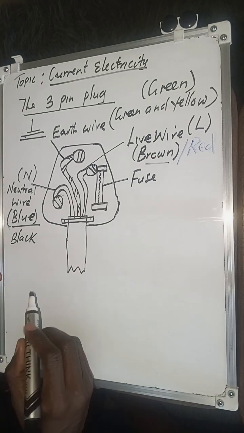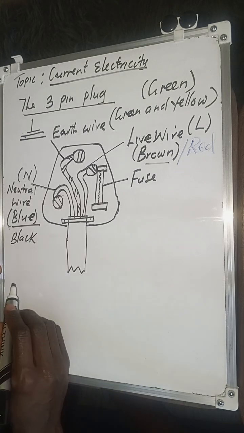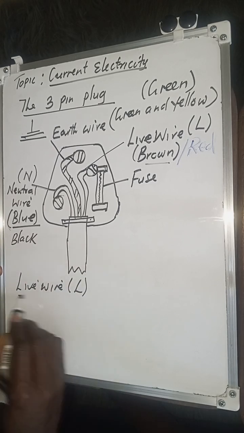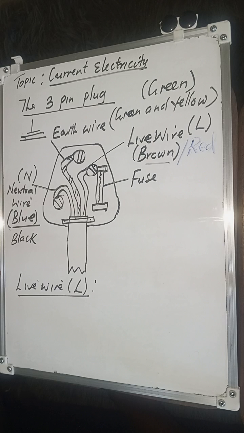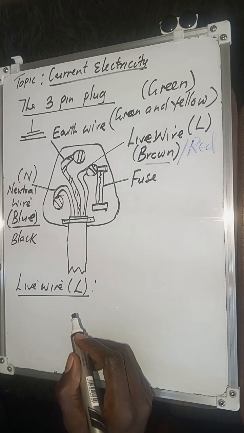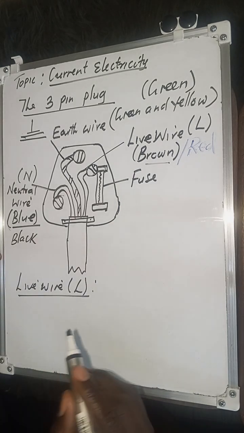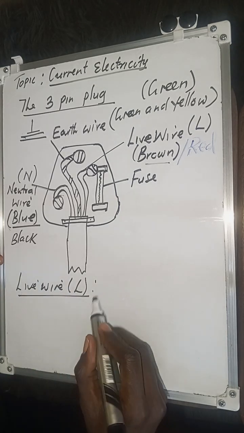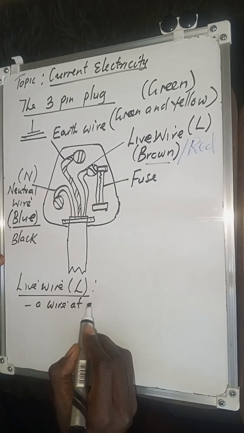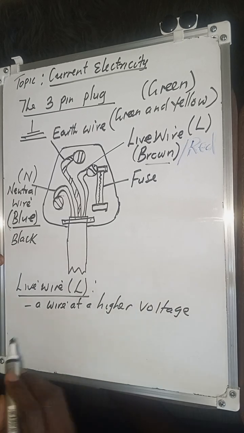But let's briefly talk about what these wires do. What does the live wire do? Let me start with the live wire, which we sometimes abbreviate as L. Like I said, it is typically a brown wire. It is a wire that carries electrical current from the power source to the appliance. In other words, it's the wire at a high, or a higher, voltage. That is what we simply call the live wire.